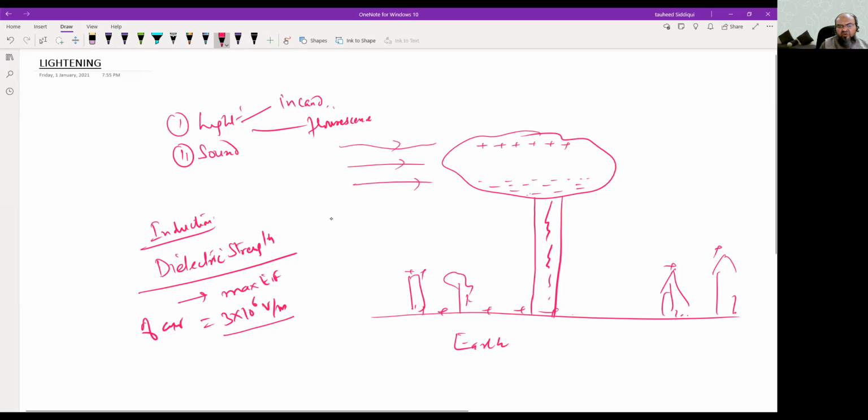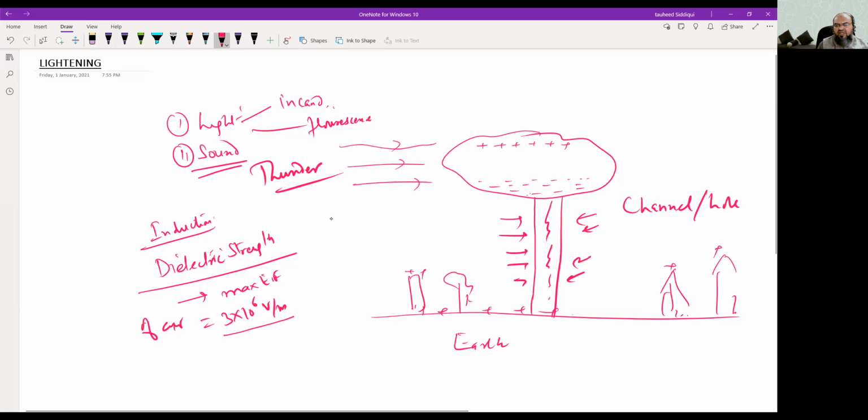Now, how is the sound produced? When lightning passes through this channel, or in raw language I can say a hole in the air, this hole in the air is created. So the surrounding air rushes to fill this hole. When the surrounding air rushes to fill this gap, this channel, then a louder sound is produced, which is called thunder.